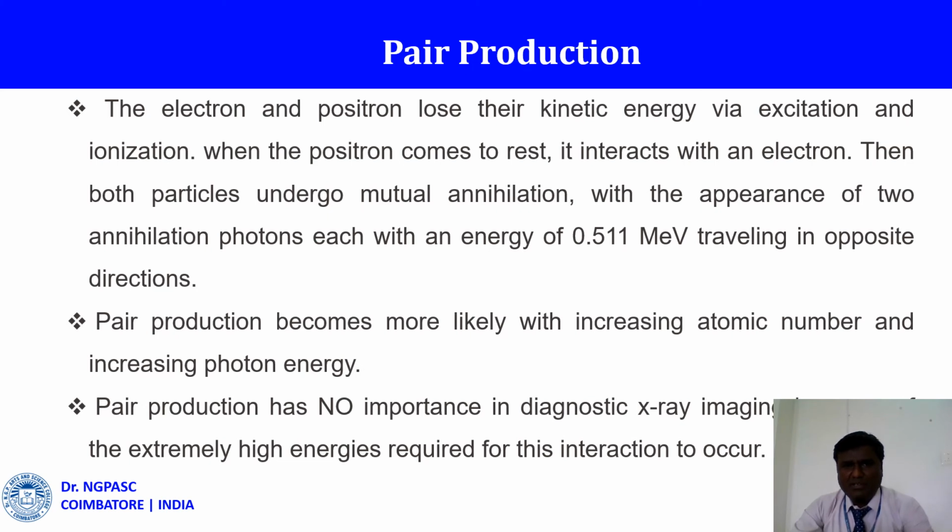After some time, they will lose their kinetic energy via excitation. After that, they will recombine and produce two photons in opposite directions, each with energy of 0.511 MeV. This annihilation radiation, that means these photons, is useful for diagnostic imaging in PET-CT machines. Pair production becomes more likely with increasing atomic number and increasing photon energy. Pair production has no importance in diagnostic radiology.